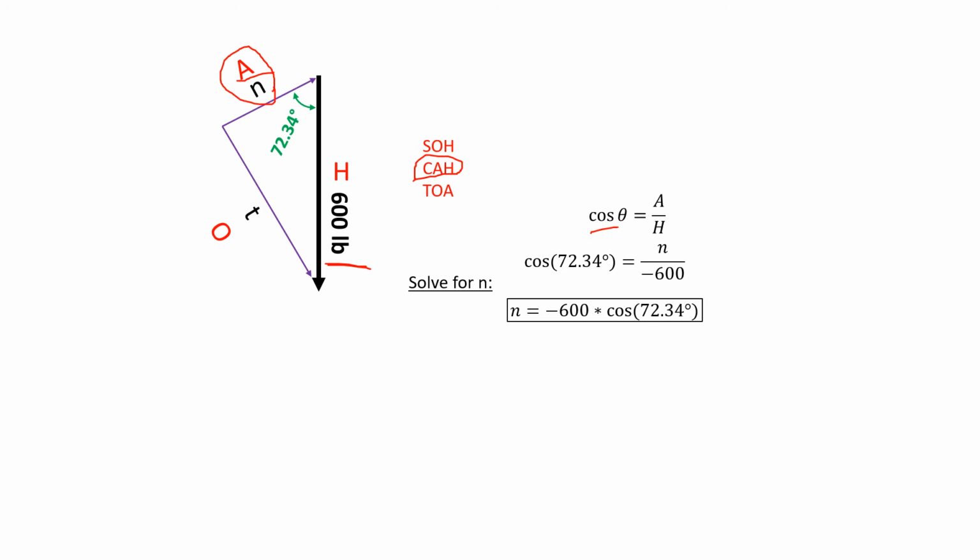So the cosine of our theta, which is this angle right here, is equal to our adjacent over our hypotenuse. So the cosine of 72.34 degrees that we just solved for is equal to our adjacent n over our hypotenuse of negative 600. We can then solve this for n. N is equal to negative 600 times the cosine of 72.34 degrees.